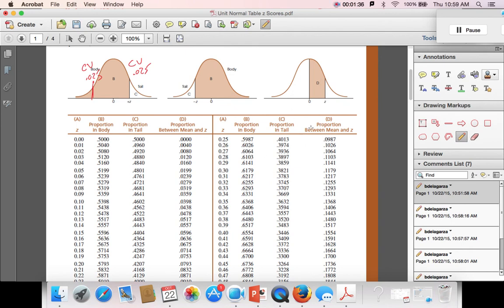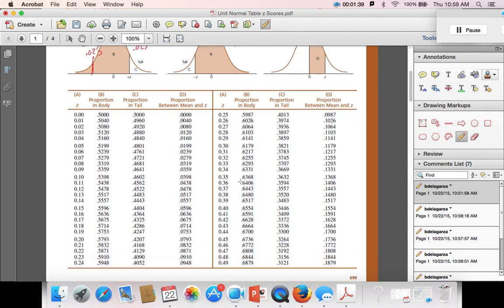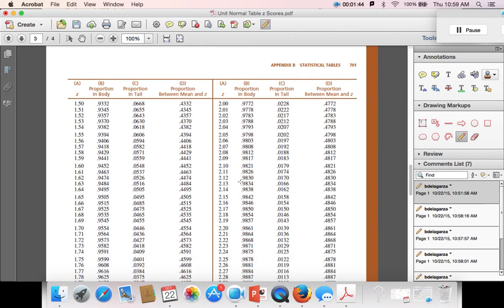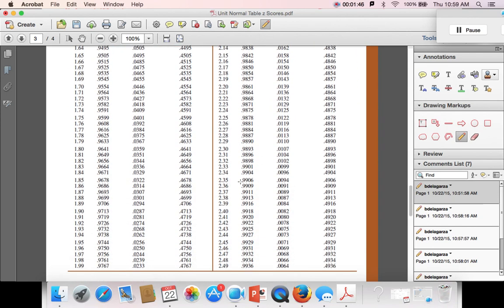In our particular case, we're going to look at what's called a proportion in the tail. So let's go and find 0.025. Here it is. Proportion in the tail, 0.025. Now you'll notice that my critical value is 1.96. Since it is 1.96, I'm going to look at positive and also negative. Why? Because remember, I'm looking at both sides of the distribution.